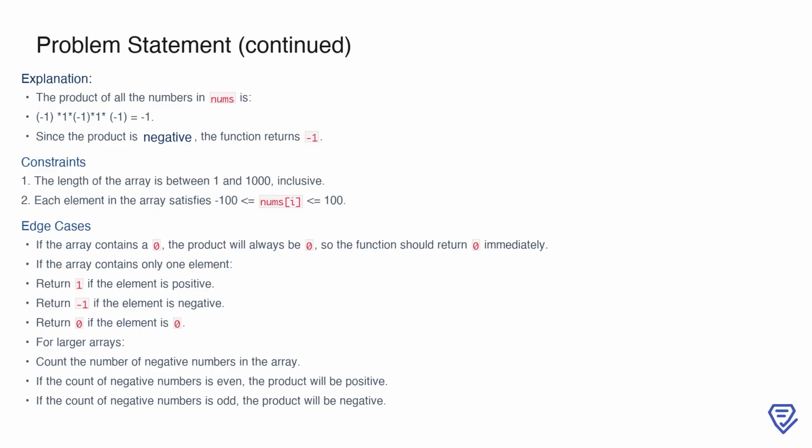To summarize, if the array contains a 0, the function should return 0 immediately. For arrays without 0, the sign of the product depends on the count of negative numbers. An even count results in a positive product, while an odd count results in a negative product. These constraints and edge cases help guide an efficient solution to the problem.